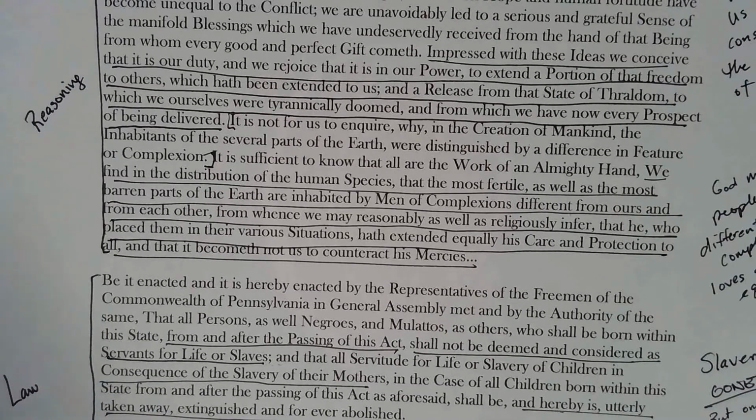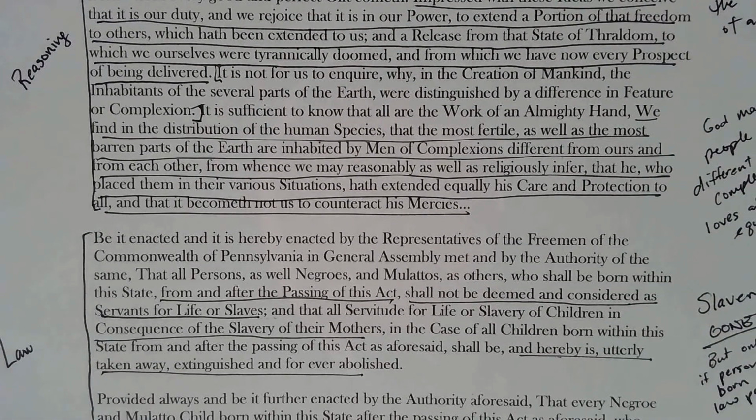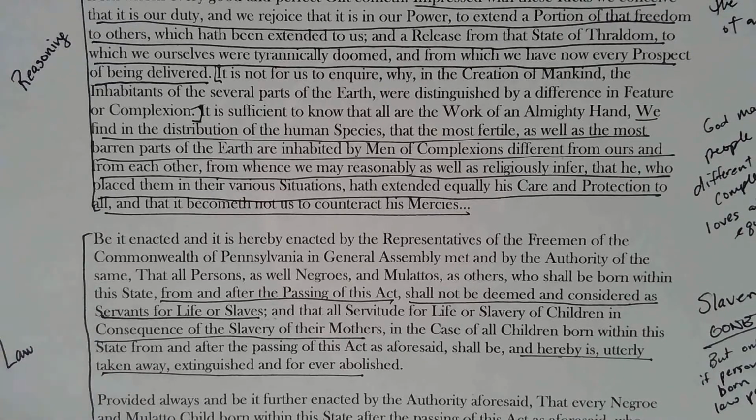Representatives of the free men of the Commonwealth of Pennsylvania in General Assembly met, and by the authority of the same, so this is the new government of Pennsylvania, that all persons, as well as Negroes, mulattoes, as others who shall be born within this state, from and after the passing of this act, shall not be deemed and considered as servants for life or slaves, and that servitude for life or slavery of children, in consequence of the slavery of their mothers, in the case of all children born within this state, from and after the passing of this act, as aforesaid, shall be, and hereby is, utterly taken away, extinguished, and forever abolished. Now, this sounds good on the surface, right?